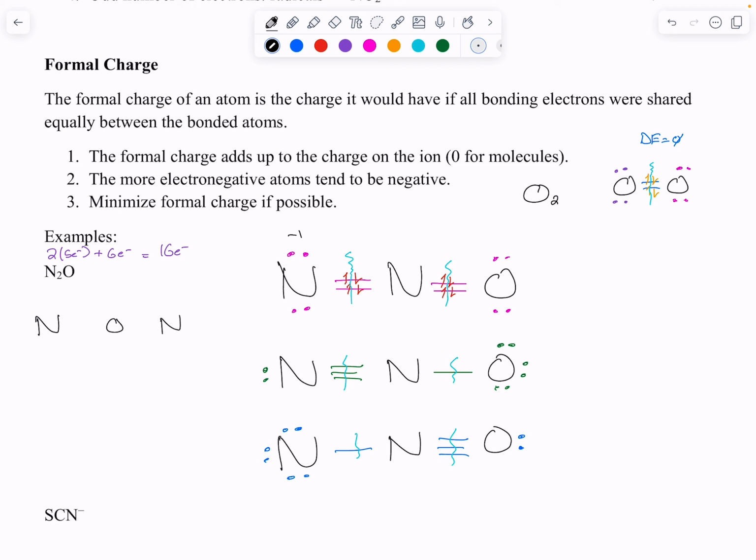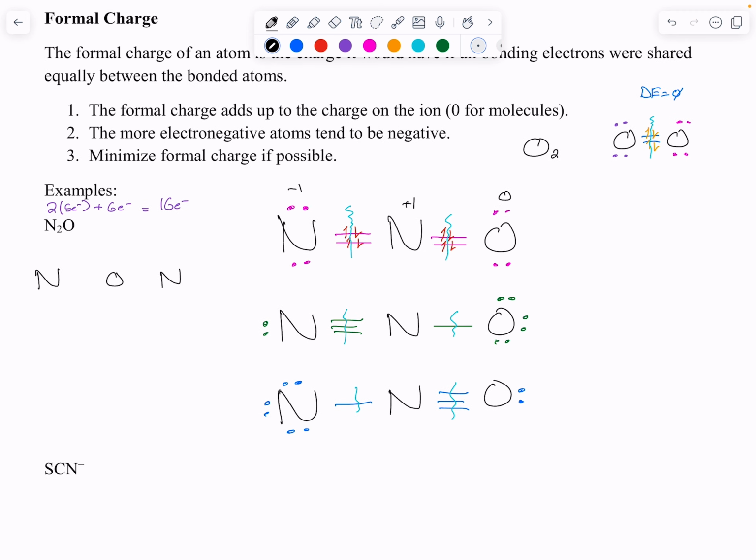The nitrogen in the middle has 1, 2, 3, 4. Has 4 electrons. It brought in 5 electrons. It lost an electron, so therefore it is formally +1. And then the oxygen. 1, 2, half of each bond. 3, 4, 5, 6. So it has all those. Well, if it has 6 and it brought in 6, we're good. It's formally 0. That's pretty good for formal charge.